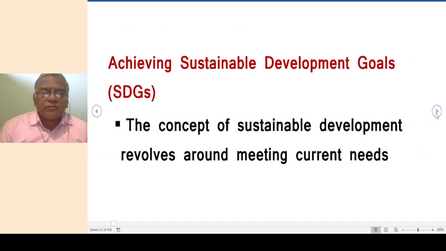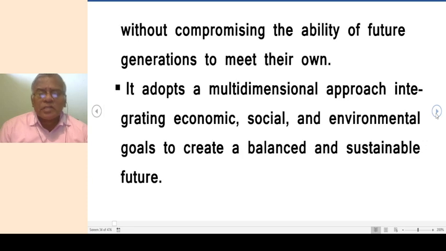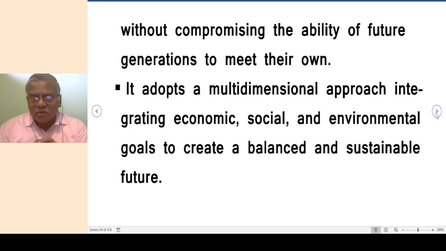Achieving sustainable development goals. The next topic we are going to talk about is achieving sustainable development goals. The concept of sustainable development revolves around meeting current needs without compromising the ability of future generations to meet their own sustainability. Without affecting the future generations, we must be able to use the resources now judiciously. No reckless use of anything. That is the idea here. We must keep something for the future generation. That is called sustainability.